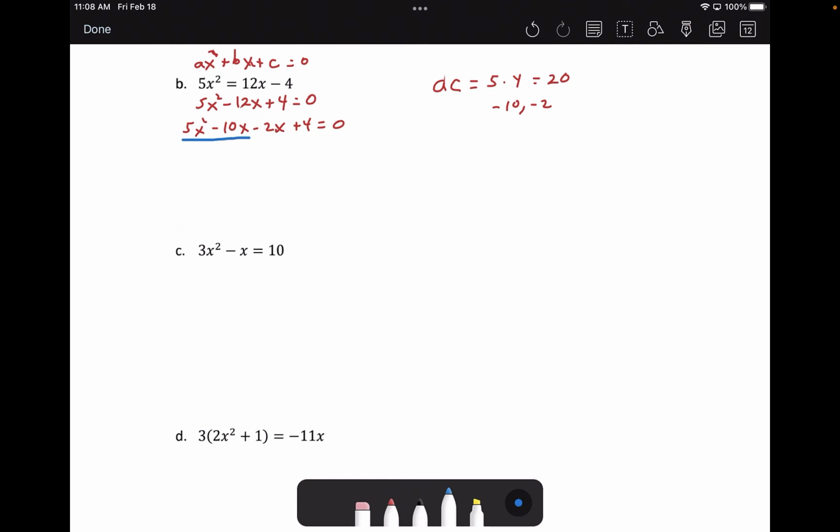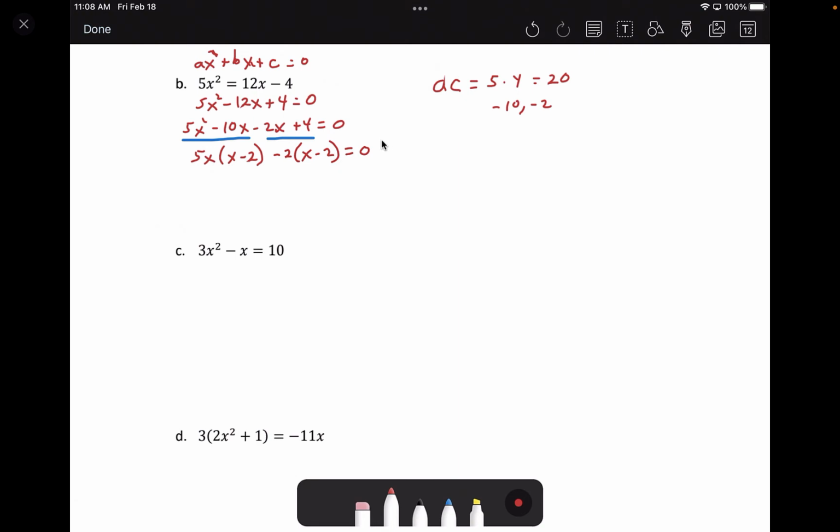Look at the first 2 terms and focus on just those 2 terms. Factor out their greatest common factor. In this case, we get 5x, and we're left with x minus 2. Now focus on the last 2. Look at just those last 2 terms and factor out their greatest common factor. In this case, -2. We're left with x minus 2, and that's still equal to 0. Notice that the parentheses are identical. At this point, they should be.